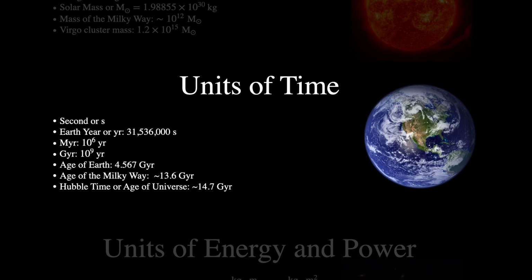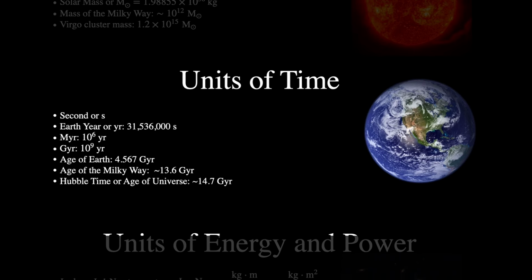Cosmologically, we more think of things in millions of years, like mega years, 10 to the 6th years, or giga years, 10 to the 9th years. The age of the Earth is about 4.567 giga years. The age of the Milky Way is approximately 13.5 giga years. And a characteristic age for the universe, which we call the Hubble time, is about 14.7 gigayears. And these are the types of time units that we care about cosmologically. We really do care about millions of years and billions of years in cosmology.